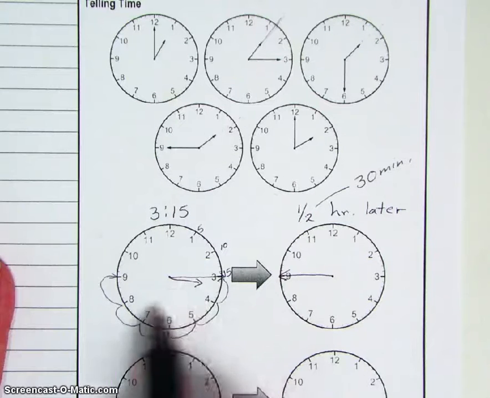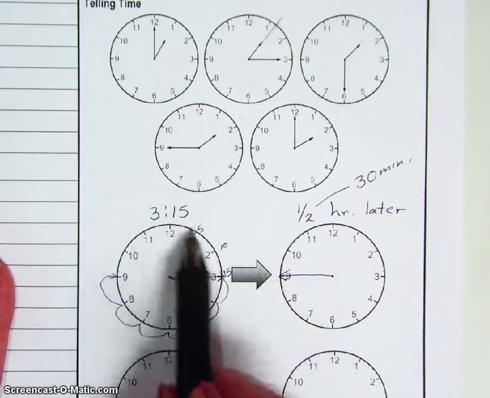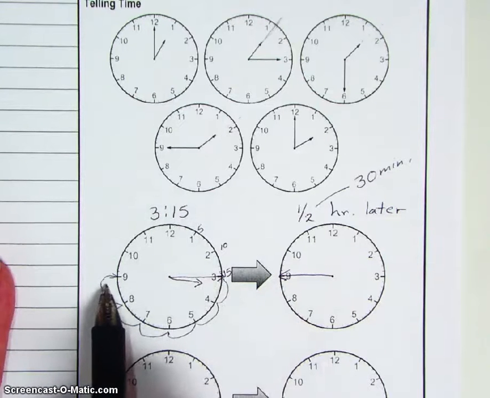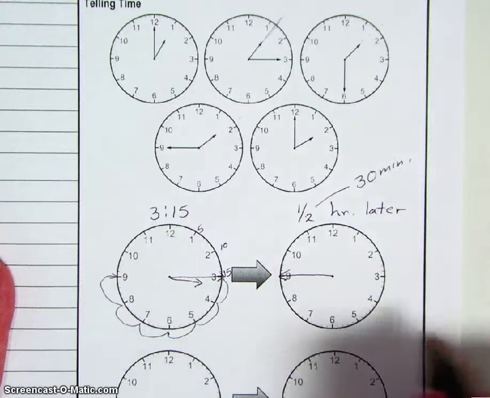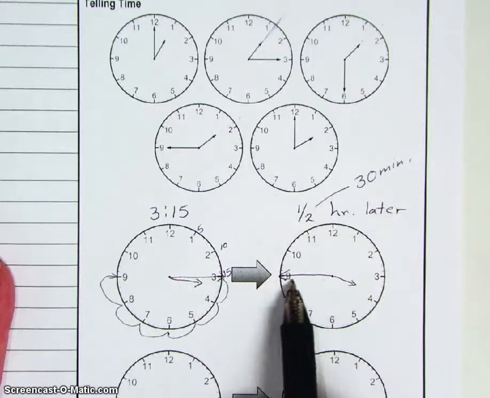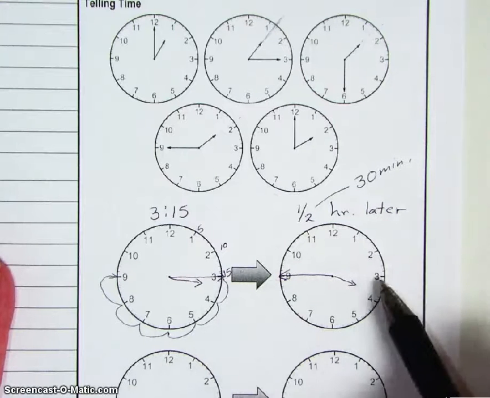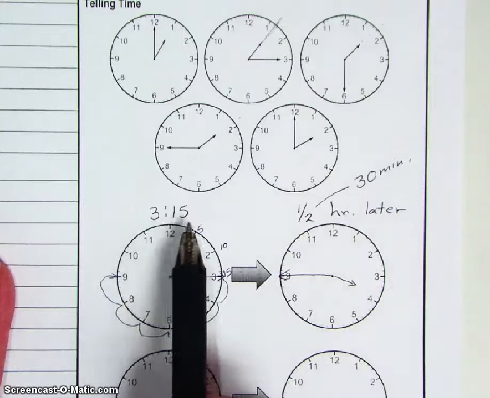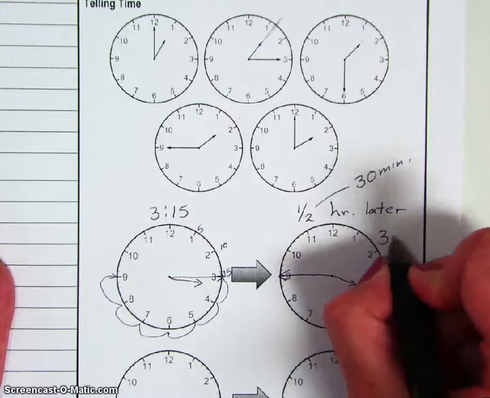Okay, I haven't gone to the next hour yet, so I'm still in the 3 o'clock hour, but now I'm 1, 2, 3/4 of the way around. So my hour hand needs to be 3/4 of the way to the 4. Notice that my minute hand is very long and my hour hand is shorter, so I can tell the difference. So I can see that half an hour after 3:15 is 3:45.